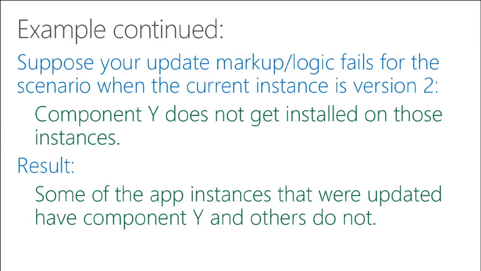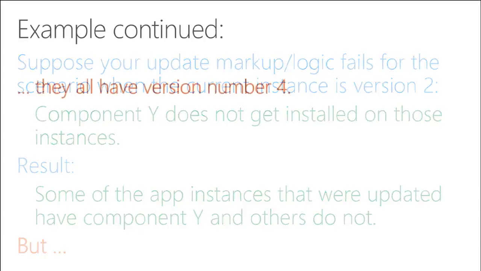Some of the app instances that were updated to version 4, remember, they're all going to be at version 4 when the update process ends. But some of those app instances are going to be missing component Y. So you'll have all those app instances out there. They all say version 4 on them. They all have the original components. They all have component X. They all have component Z. Some of them don't have component Y. But they all have version number 4.